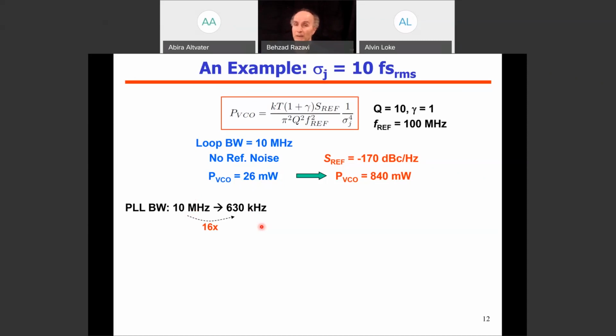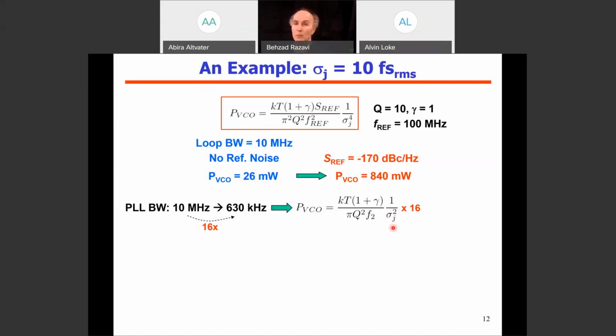And that means that the VCO phase noise contribution goes up significantly. And to make up for that, I have to increase the power consumption of the VCO. Remember that PVCO is inversely proportional to the loop bandwidth. So if the loop bandwidth goes down by a factor of 16, this has to be multiplied by a factor of 16 so that sigma j doesn't change. So for a given jitter contribution, the VCO power consumption has to go up by a factor of 16.